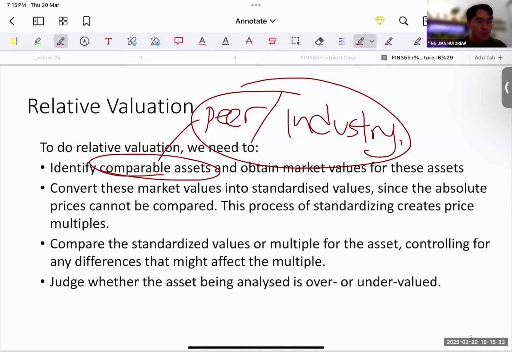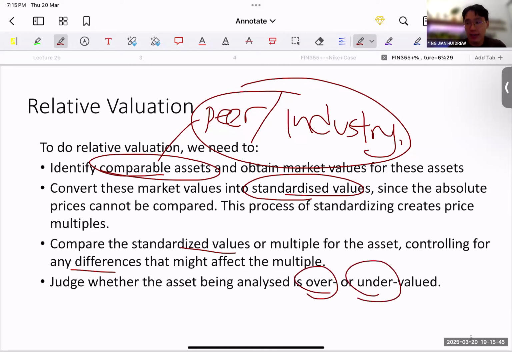Okay, so you convert them into kind of a standardized value for comparison. This makes sense. You cannot compare a super big company with a very small company, so you need to do some standardization. Compare the standardized value of this asset, control for any differences, and then at the end of the day, make a call on overvalued or undervalued stocks.